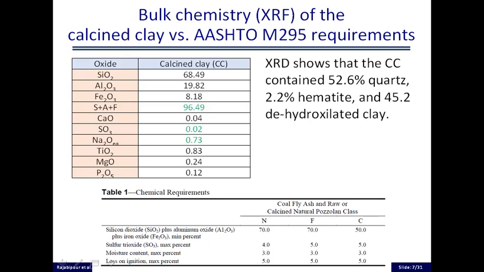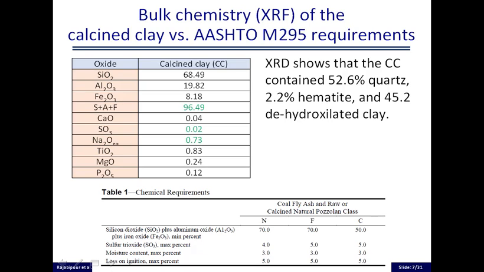So here we first see the bulk chemistry, or oxide composition, of these calcined clays, and a comparison with the AASHTO requirements. The table at the bottom is the AASHTO requirements. These calcined clays would fall under Class N pozzolan. AASHTO says the sum of silicon, aluminum, and iron oxide has to be a minimum of 70%. And if you look at the table on the top, which is the actual results on these calcined clays, we see that the sum of these three oxides is more than 96%.